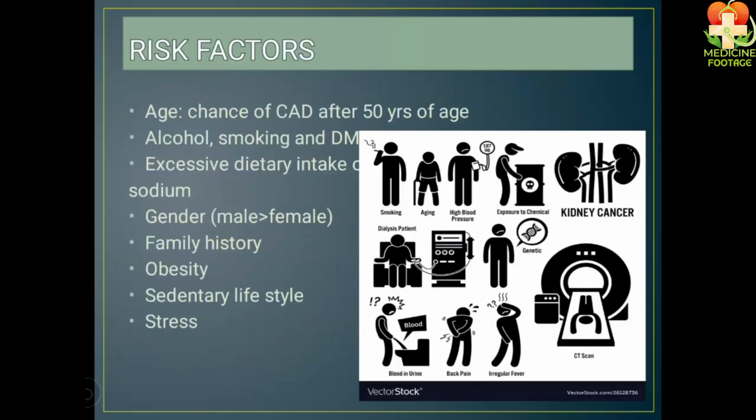Now let's move to risk factors. These are the factors that, if any one or more of them are present, the chances of getting hypertension increase significantly. The first risk factor is age. If someone's age is above 50 years, the chances of them getting hypertension increase. If someone consumes alcohol, smokes, or has diabetes, they are also at a higher risk of developing hypertension.